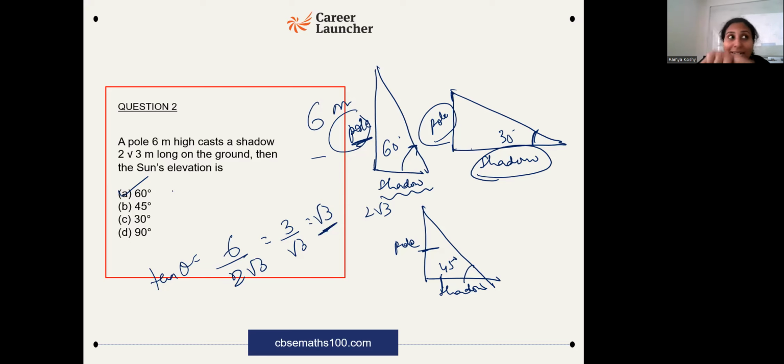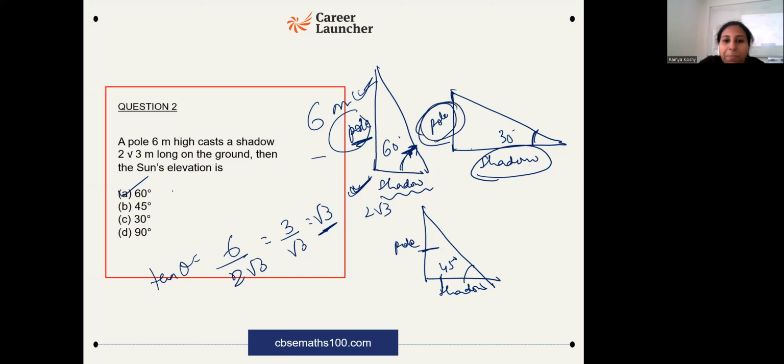This is the way you should write if it is a long answer question, if it's a 2-mark question. You must explain opposite by adjacent. But since it's a 1-mark question here, I just did it in a quick way where in case the opposite side is bigger than the adjacent side, that means the pole is bigger than the shadow. If the opposite side is bigger than the adjacent side, this must be an angle which is greater than 45. It must be 60 degrees logically.